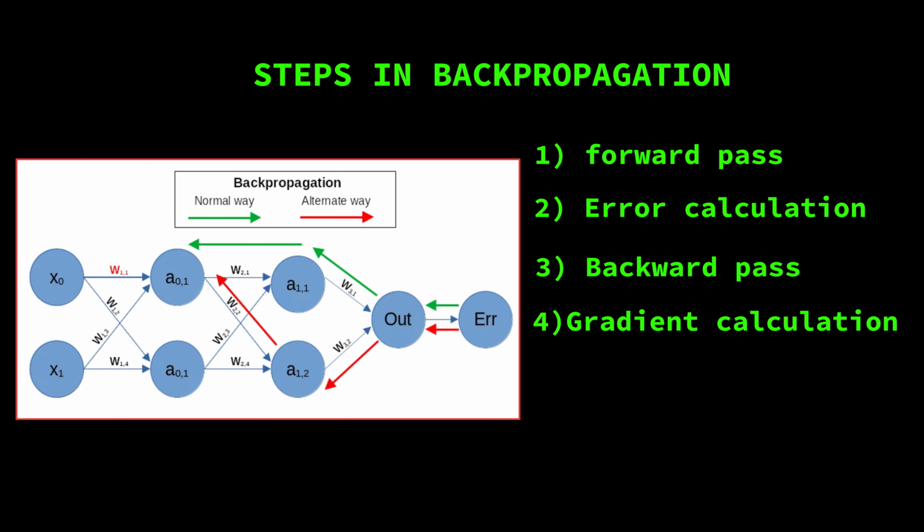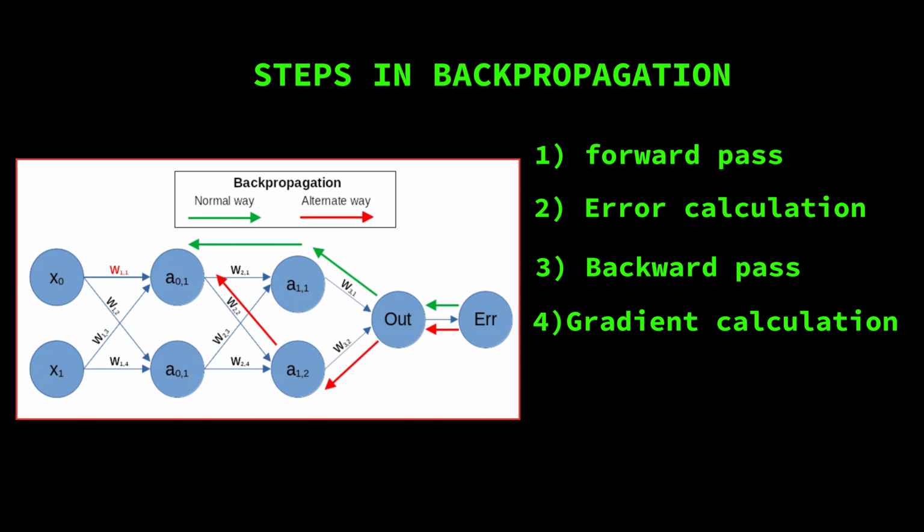At each node, the gradient of the error with respect to the node's output is calculated. This gradient represents the direction and magnitude of the change that is needed to minimize the error. This is done using the chain rule of calculus, which allows us to compute the gradient of the error with respect to each weight in the network.